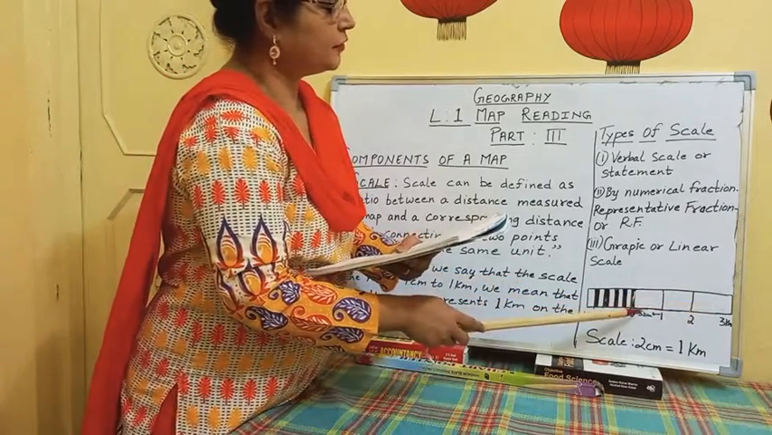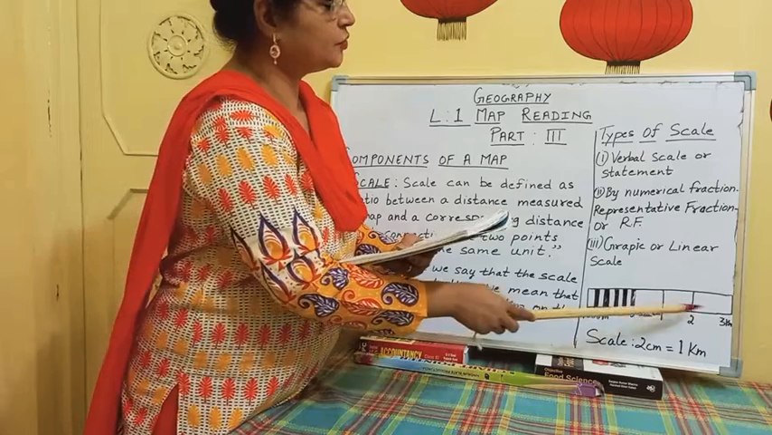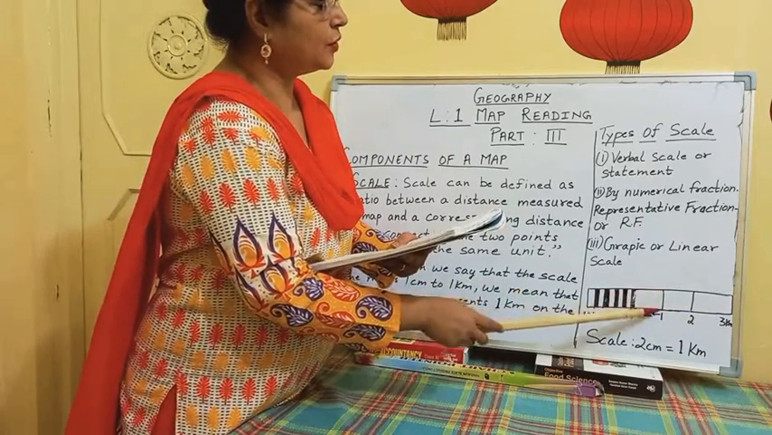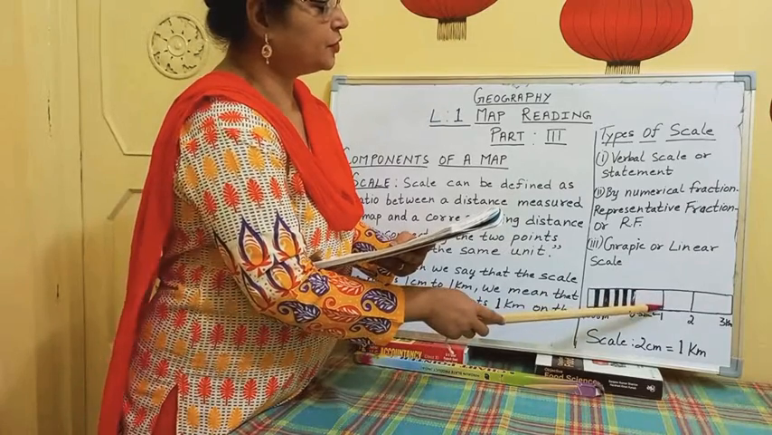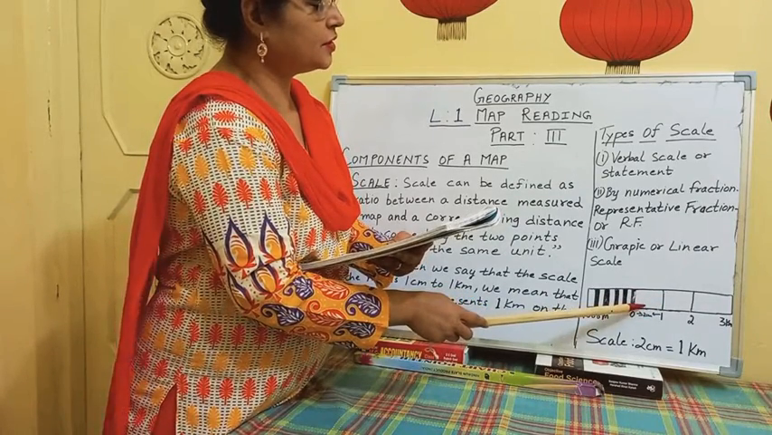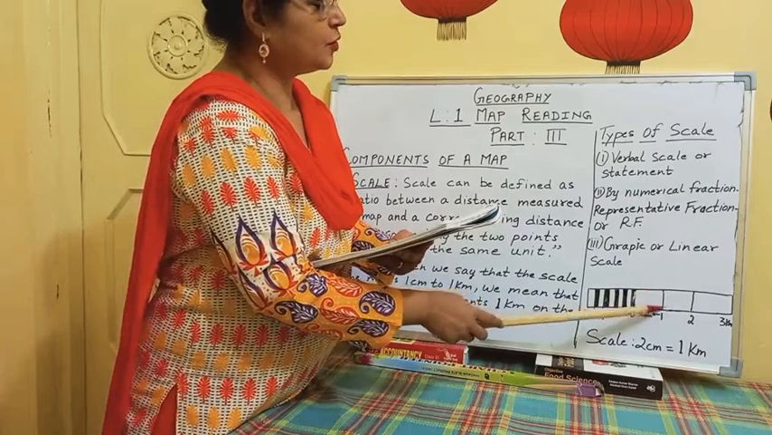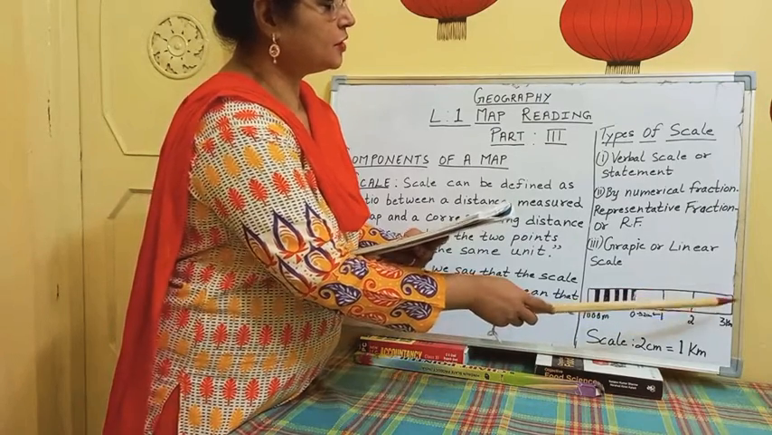This is the right side. From 0 it is starting, 1, 2 and 3. So each block over here is representing 2 centimeter. From here to here it is representing 2 centimeter. So 2 centimeter this block, 2 centimeter this and 2 centimeter this.